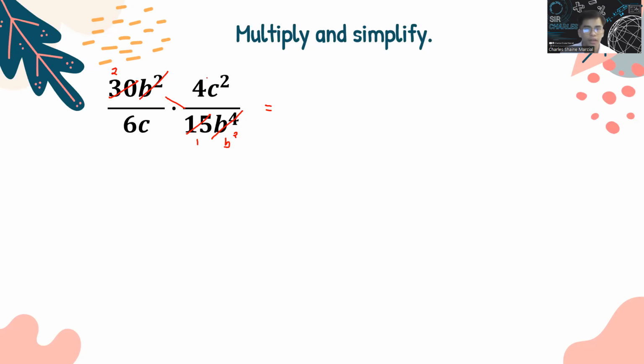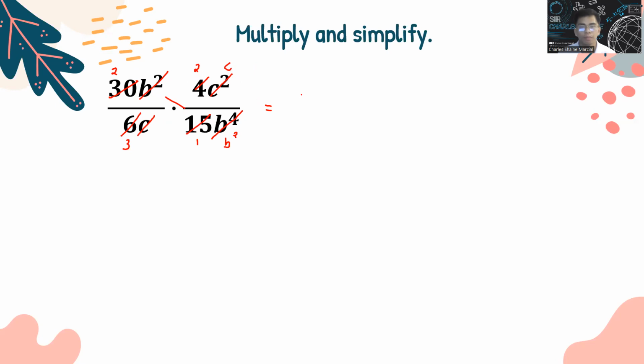And also here, 4 and 6, they have common factor na 2. So 4 divided by 2, that is equal to 2, and 6 divided by 2, that is equal to 3. Makakancel na din si C, and isubtract natin yung exponents. 2 minus 1 magiging 1 or C na lang siya.